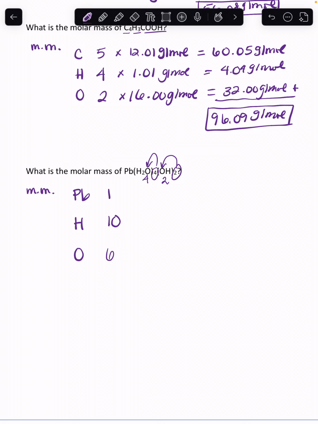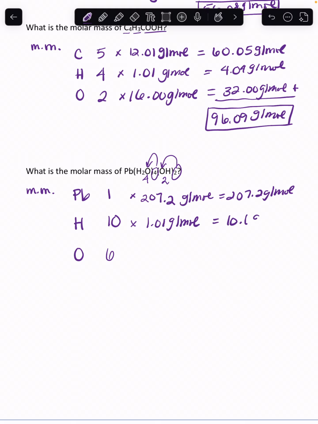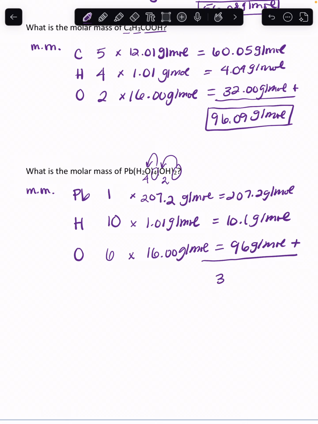Nice. Heading over to your periodic table now, and you're going to multiply each of these numbers by the molar mass of the element. 207.2 for lead. Hydrogen, 1.01 grams per mole, gives us 10.1. And then oxygen, 16 grams per mole. Multiply, you get 96. When I add them all together, I'm getting 313.3 grams per mole.